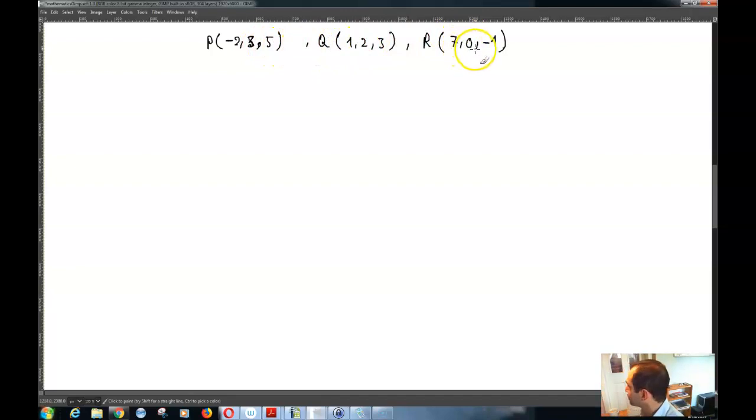So the question, example number 4, is: show that the points P(-2, 3, 5), Q(1, 2, 3), and R(7, 0, -1) are collinear.